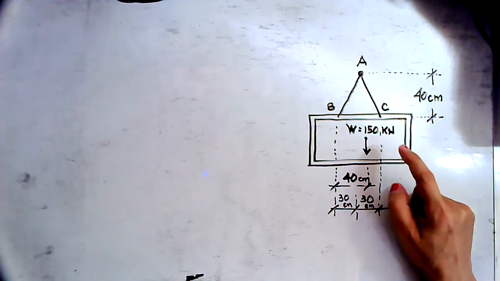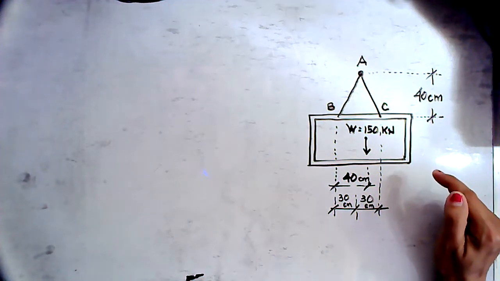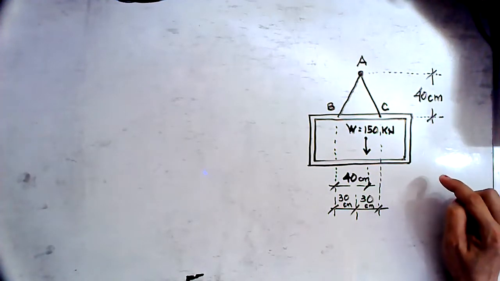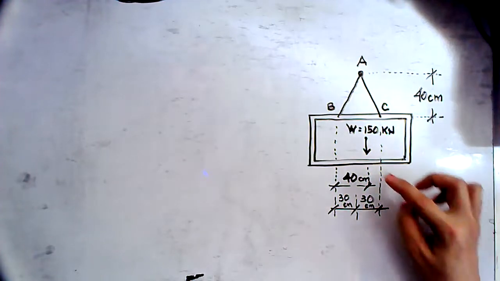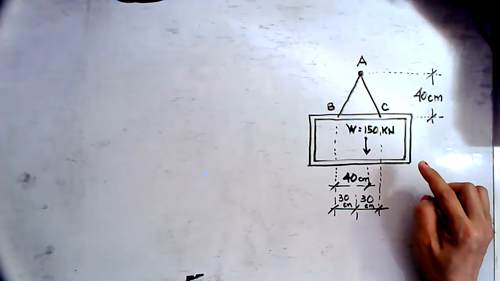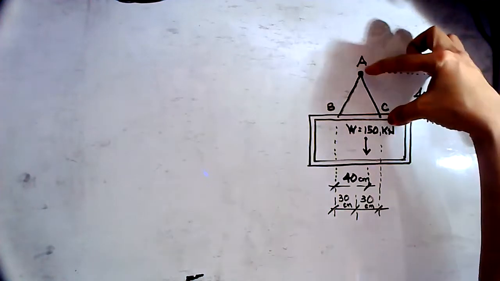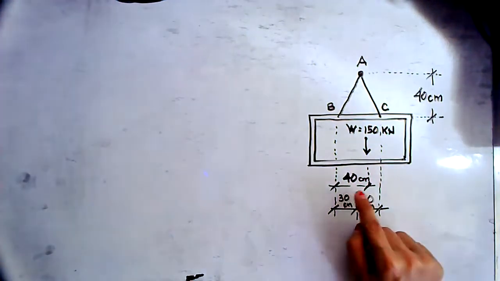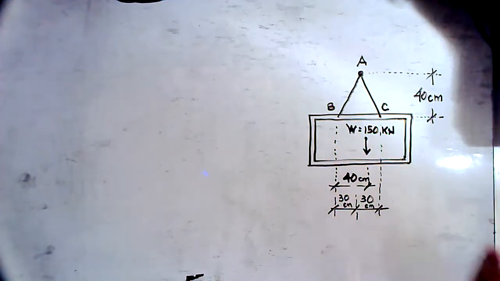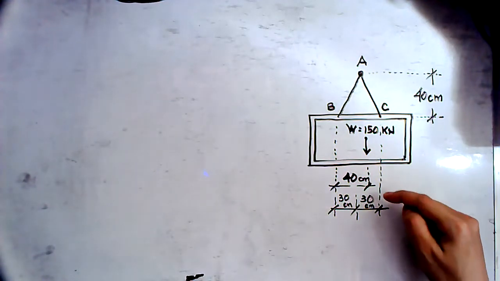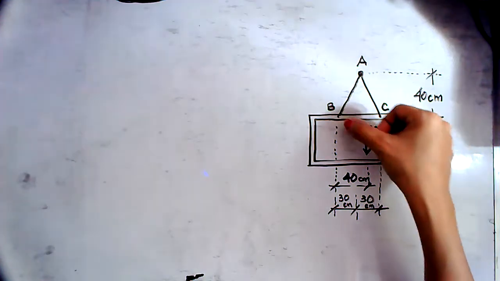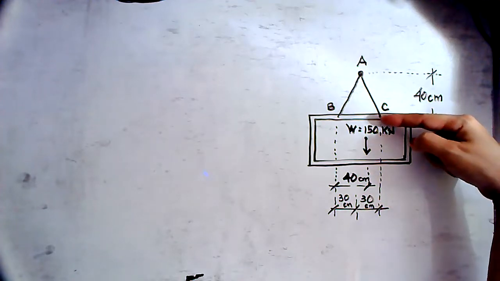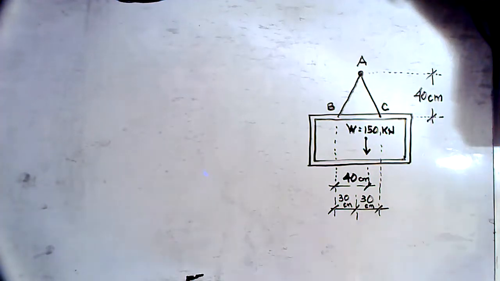The picture frame is 150 kilonewton in weight. So this is being held by a cord, which is cord AB and cord AC here. We are going to find the tension in the cord. Because of the weight of the picture frame, there is a tension being created in the cord AC and AB. So we have the given distances. Aside from the weight of 150 kilonewton, from the weight to point B, we have 40 centimeter. And from point B to point C, we have 60 centimeter.